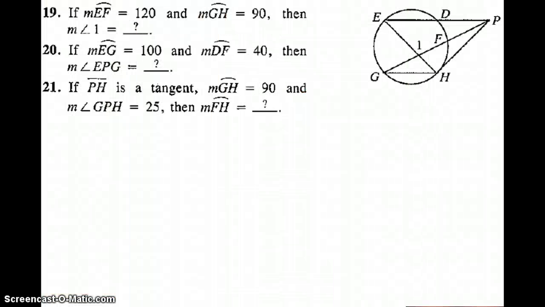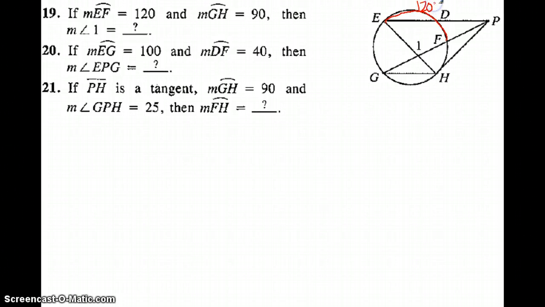Okay, if the measure of arc E to F, that's kind of sort of a weird one in the middle of the circle, is 120. And the measure of arc G to H, that's just this little part down here, is 90. Now these things look parallel, this ED line and this GH line, but I'm not sure that they are. Anyway, this arc is 120, this arc is 90, that's kind of hard to see. Then what's the measure of angle 1?